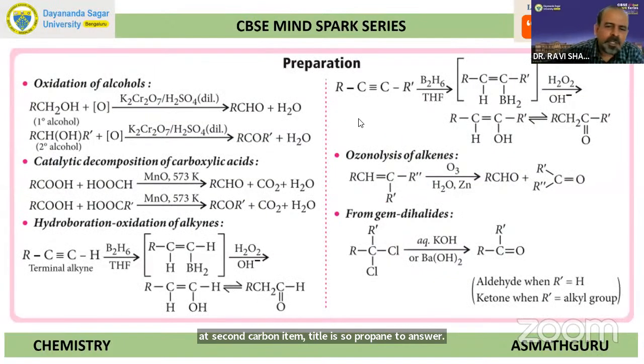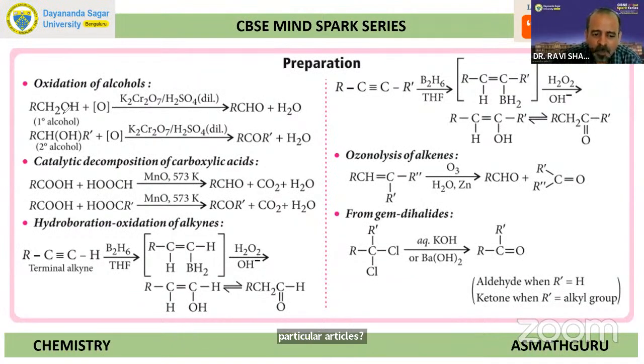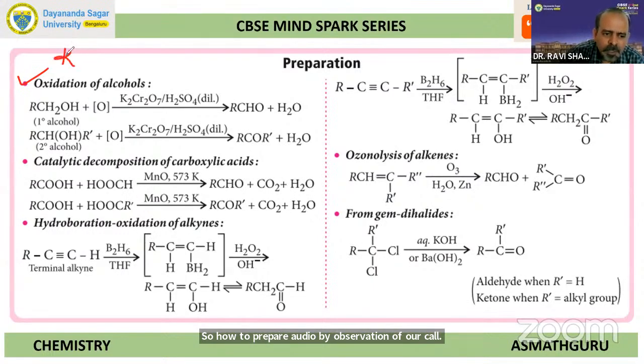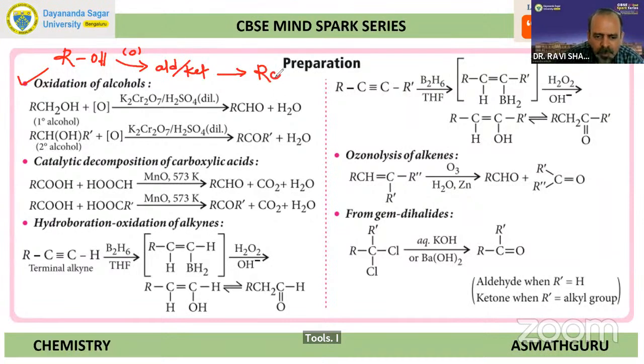Next, what are the things we have to study in aldehydes and ketones? First point, you have to study preparation of aldehydes. How to prepare aldehydes? By oxidation of alcohol. We know that any alcohol, when it undergoes oxidation, forms an aldehyde or ketone, and further oxidation gives carboxylic acid. So we use this concept: we oxidize alcohol to get aldehydes and ketones.